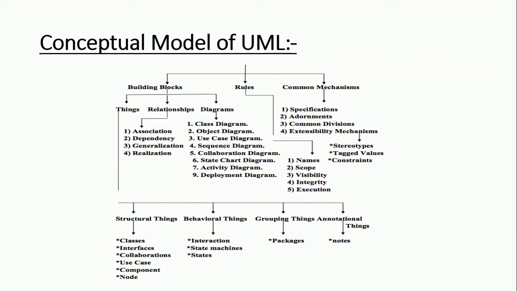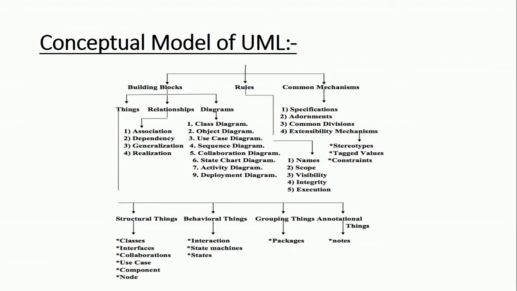Now the realization relationship in UML. In UML modeling, a realization relationship is a relationship between two model elements in which one model element realizes the behavior that the other model element specifies. So these are the relationships of the building blocks of the UML model.